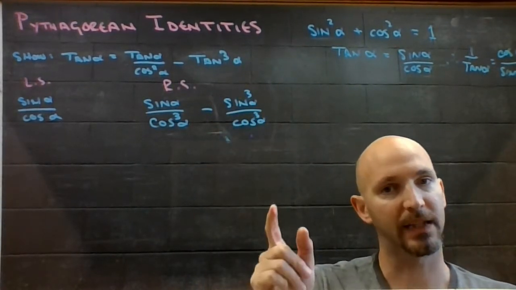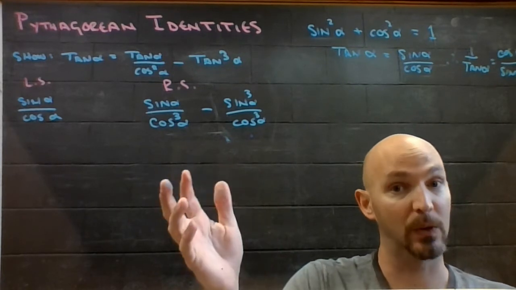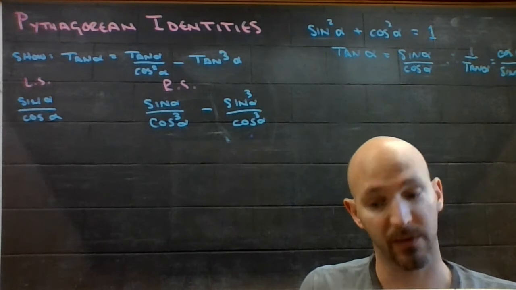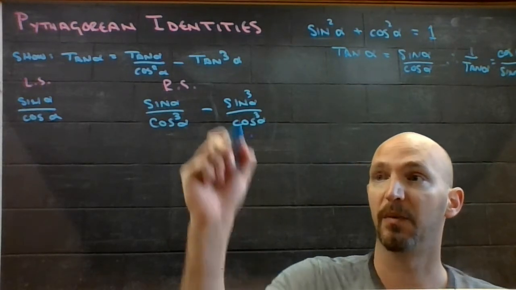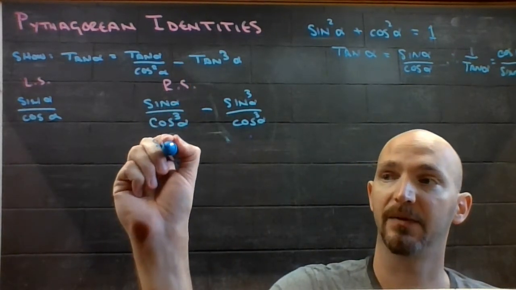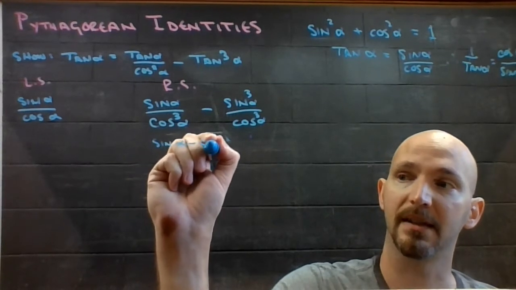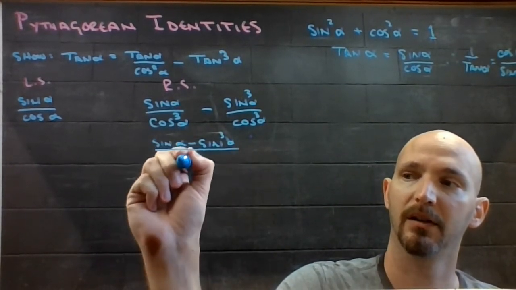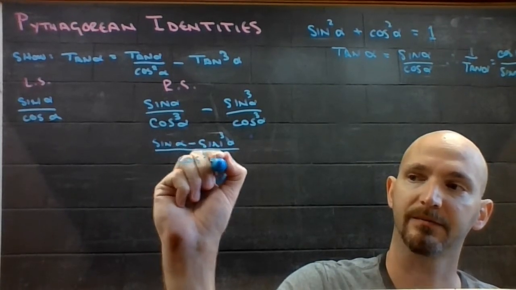And so if you look at that, this has inadvertently created a common denominator. So I can just combine those two fractions there. So my right side becomes sine alpha minus sine cubed alpha over cos cubed alpha.